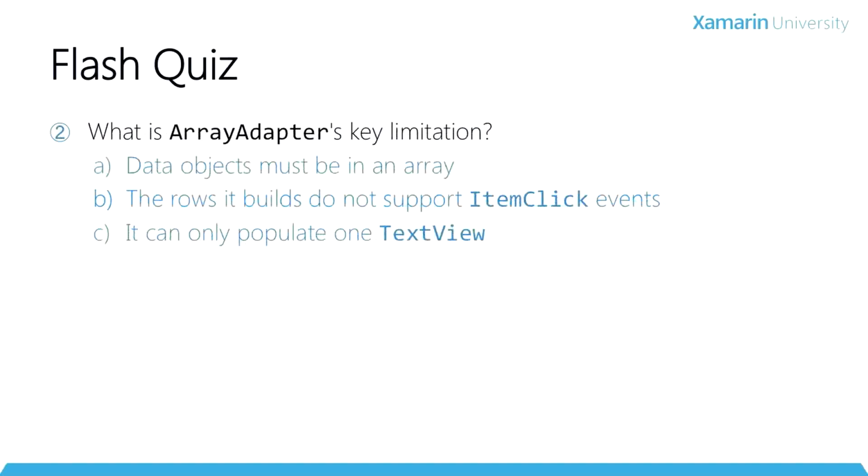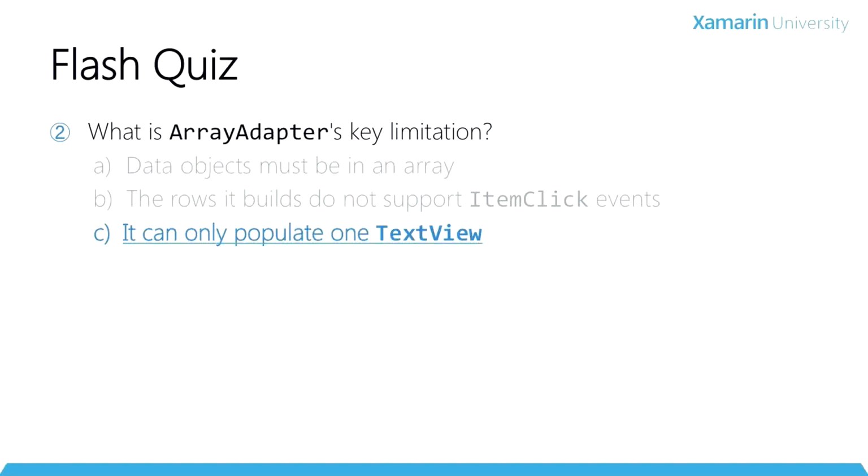Question 2. What is an array adapter's key limitation? Is it A. Data objects must be in an array. B. The rows it builds do not support item click events. Or C. It can only populate one text view. And the correct answer is C. Using an array adapter, it only populates one text view.